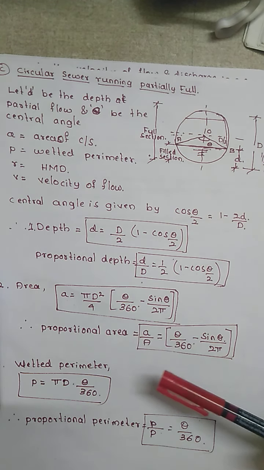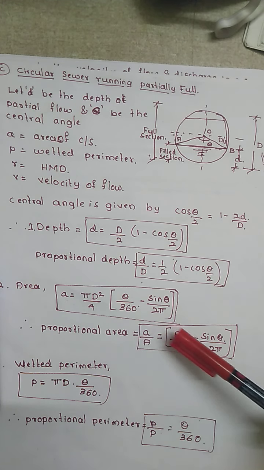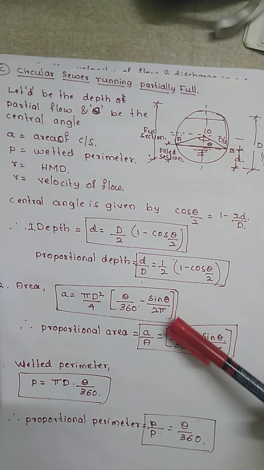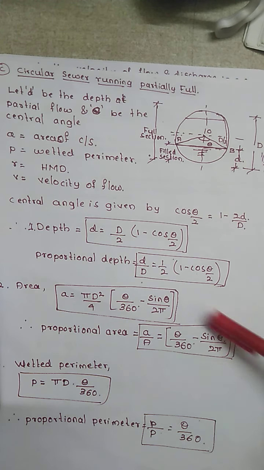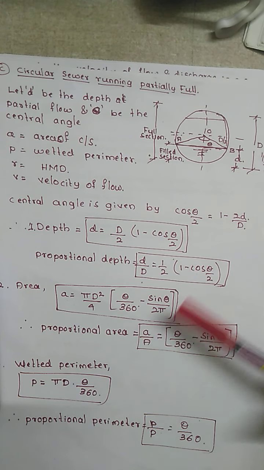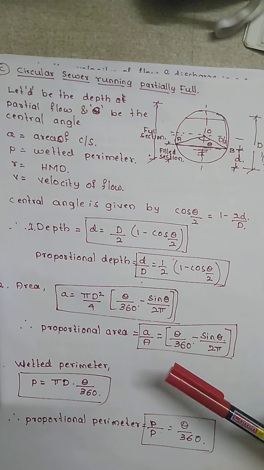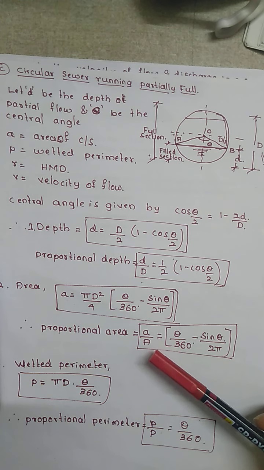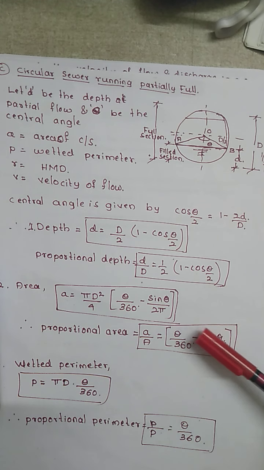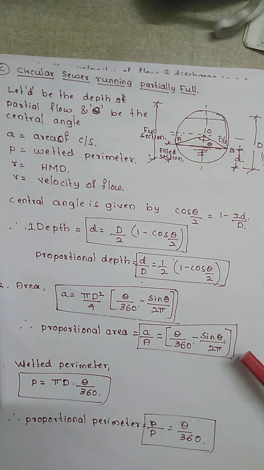Then area is equal to pi d square divided by 4 into theta divided by 360 minus sin theta divided by 2 pi. And proportional area, I have already told what it is. What is the meaning of this? That is the small area when it is filled partially, and then when it is flowing full, the ratio of that we call the proportional area. So it is given by small a by a is equal to theta divided by 360 minus sin theta divided by 2 pi.